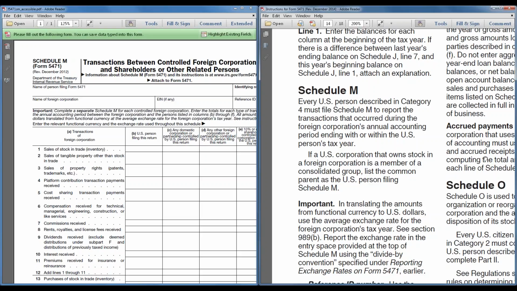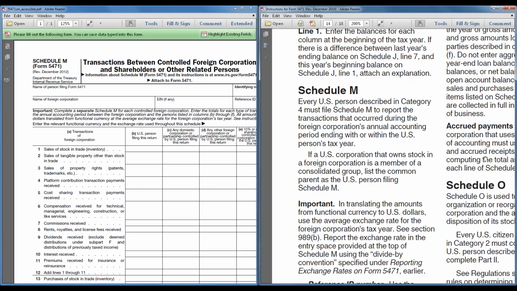Schedule M is filed only by the Category 4 filers. Remember that from our discussion on that. Category 4 is a U.S. person that owns either more than 50% of the voting stock or 50% of the value of the company. And this is where debt and equity can get you into big trouble. Because if you do a loan to a foreign corporation that's thinly capitalized, it's going to be equity. And that loan may be worth more than the value of the corporation. Not uncommon because it's thinly capitalized.